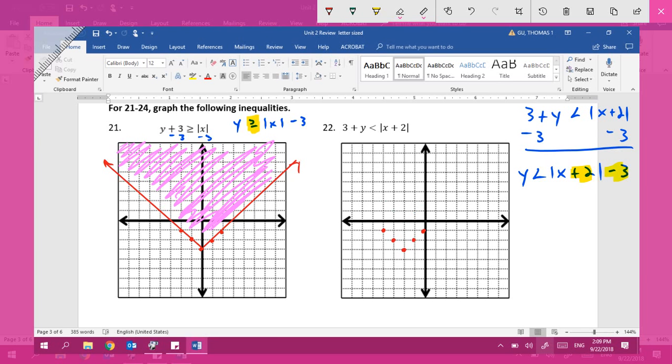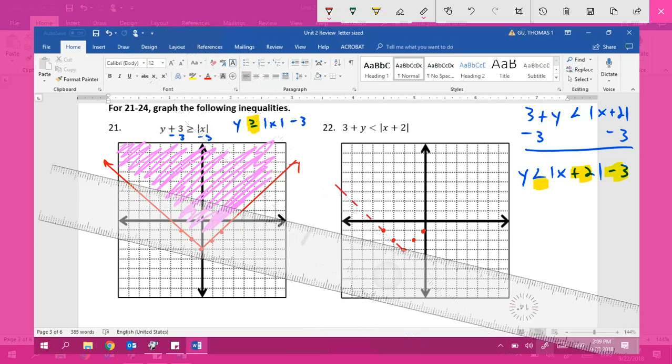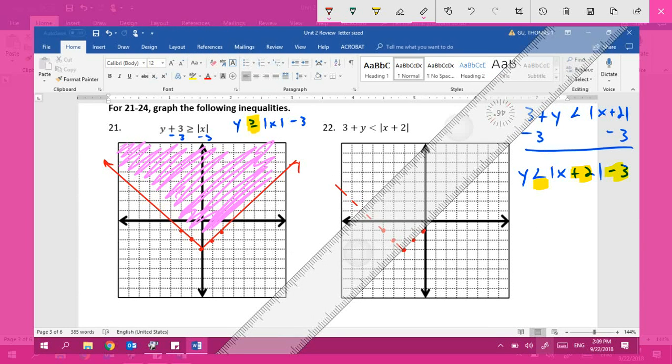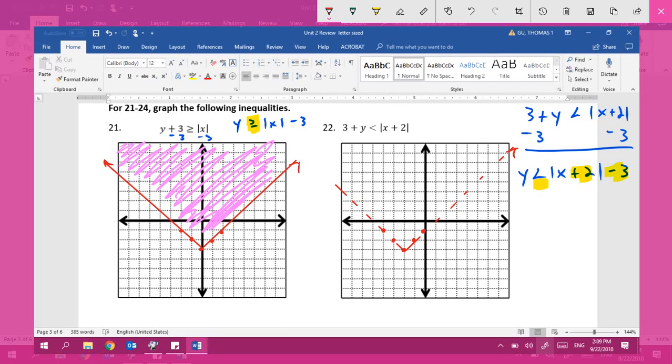Alright, now let's take a look and see what kind of line we should use. There's no equal sign here, which means we're going to be using a dashed line. So we can go ahead and draw our line now. Alright, and where do we shade? Above or below? It's less than, and less than the line would be below the line. Y is less than. And so there would be our inequality.